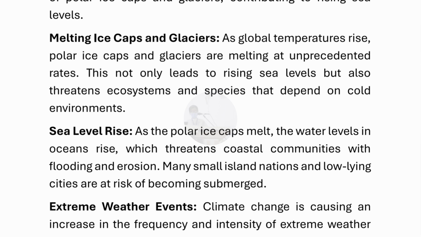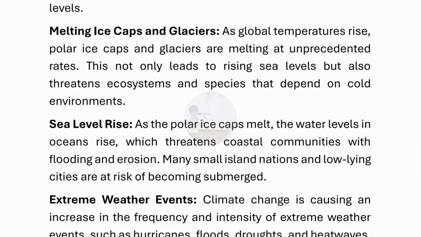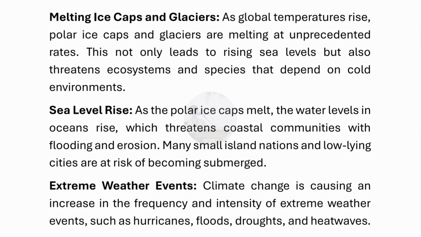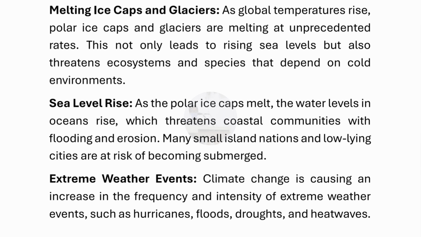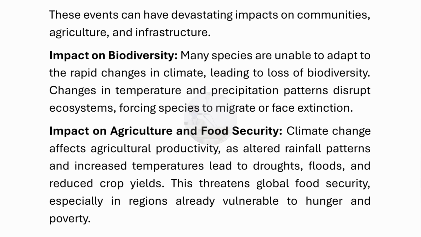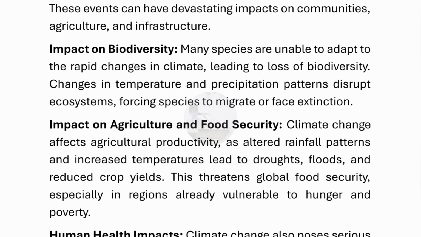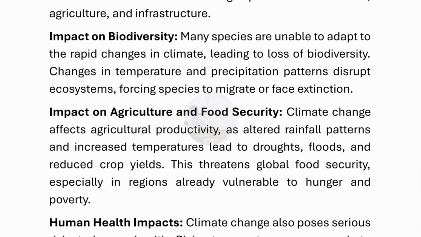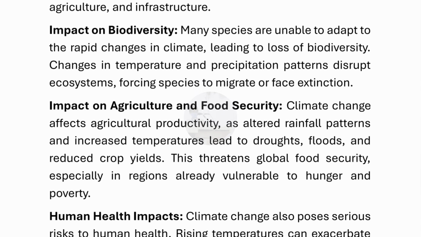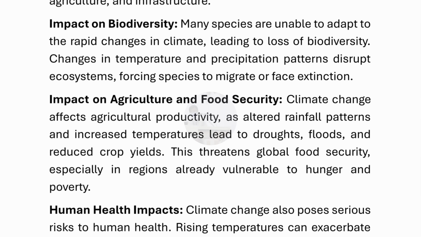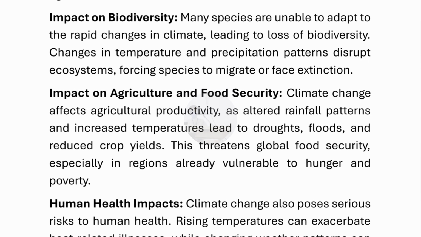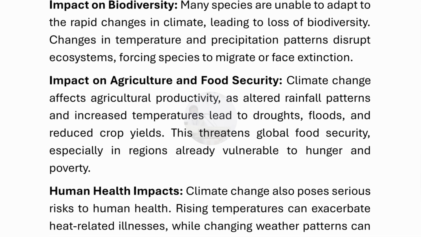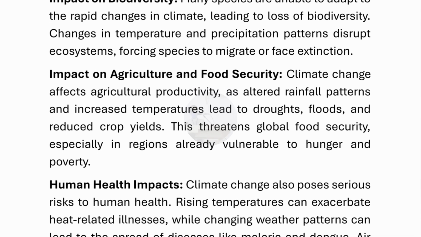Extreme weather events. Climate change is causing an increase in the frequency and intensity of extreme weather events, such as hurricanes, floods, droughts, and heat waves. These events can have devastating impacts on communities, agriculture, and infrastructure. Impact on biodiversity. Many species are unable to adapt to the rapid changes in climate, leading to loss of biodiversity. Changes in temperature and precipitation patterns disrupt ecosystems, forcing species to migrate or face extinction.